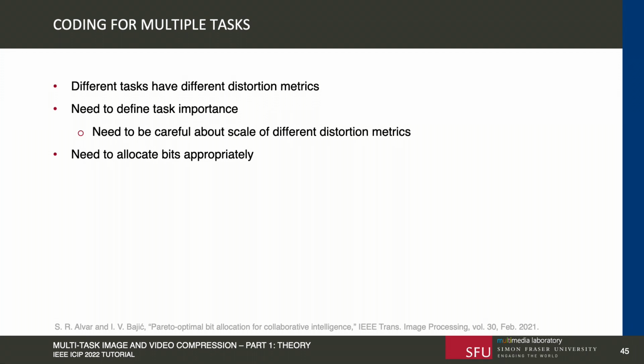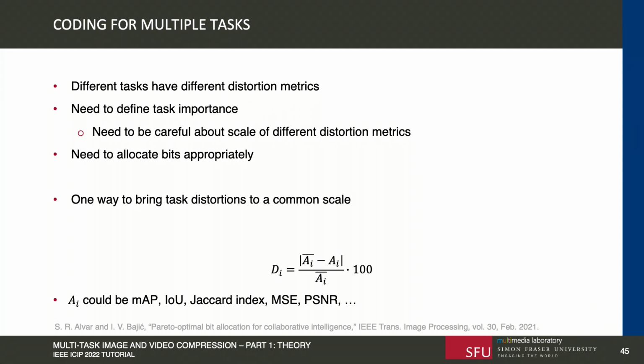So when we consider the relative importance of different tasks, we have to somehow take into account that different distortion metrics are on different scales. Of course, ultimately, the goal in compression would be to allocate bits appropriately to satisfy all tasks. So one way to bring task distortions to a common scale would be to define task distortion as follows. For the ith task, the distortion could be defined as the relative change in task accuracy due to compression.